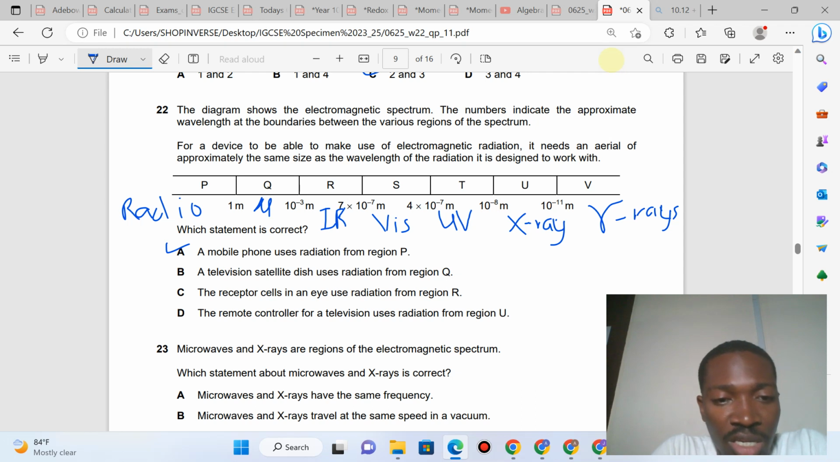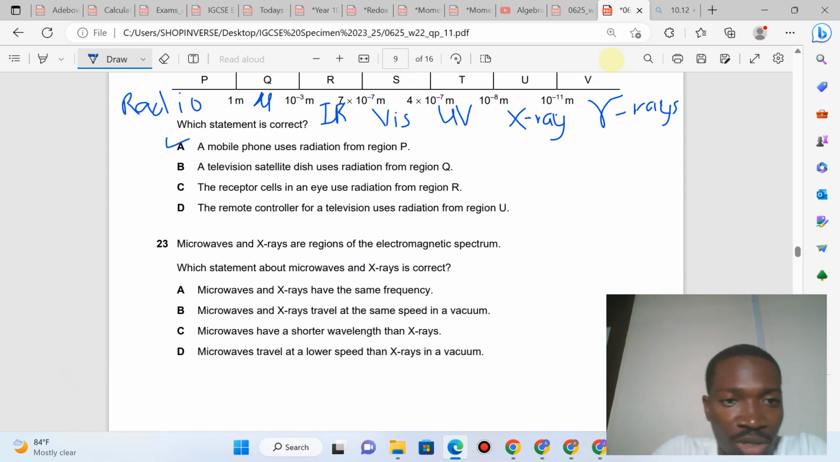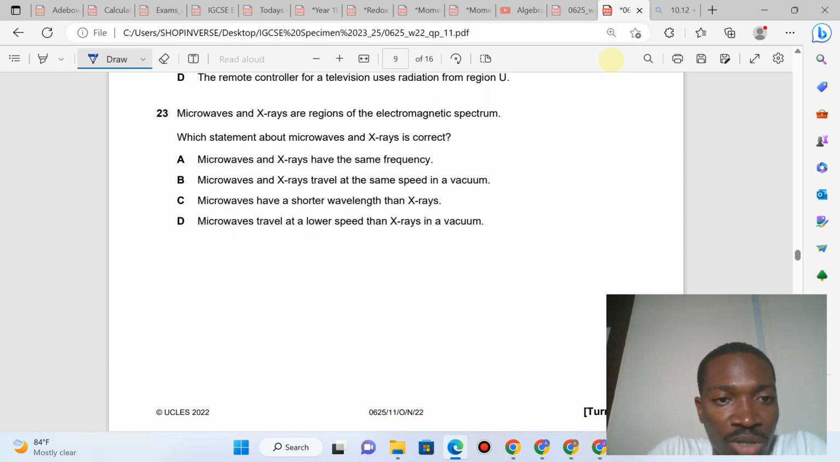Option D, the remote controller for a television uses radiation from region U. Region U is X-ray. Your remote controller does not use X-ray. Your remote controller uses infrared. So only option A is correct. So question 22 is A. Question 23.